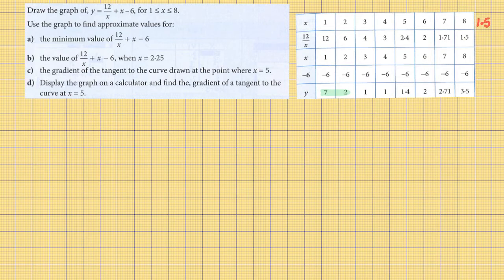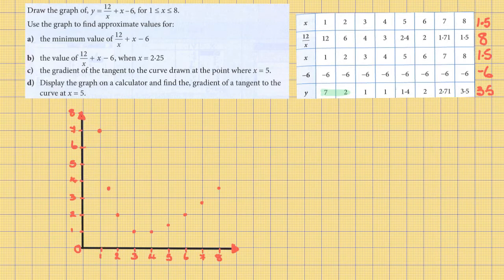The value for x is 1.5: 12 divided by 1.5 plus 1.5 minus 6, so y equals 3.5. This will make drawing the graph easier. Now we need to draw the graph from the table of values. When you have plotted the points, join them up with a smooth curve.